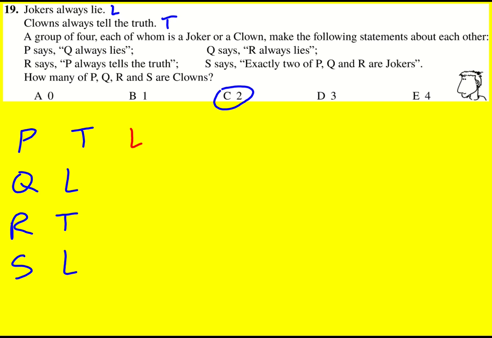So if P is lying, then they say that Q always lies, which means that Q actually always tells the truth. So Q is going to be a clown. And then if Q is telling the truth and says that R always lies, then R is always lying. And finally, S says exactly two of P, Q, and R are jokers, which is now true because jokers always lie. There's two people lying, so S is telling the truth. So they all swap round, but in both cases, there are two people lying, two people telling the truth, so there are two clowns.